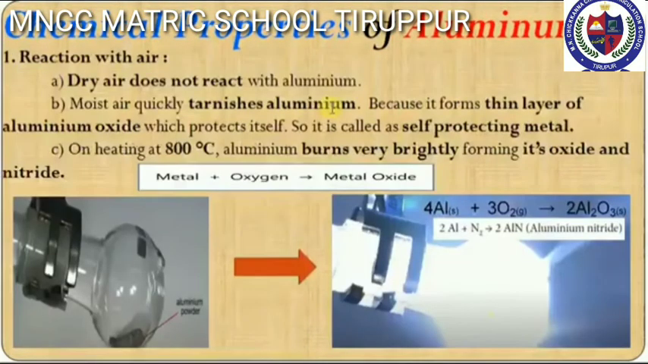Next we move to chemical properties of aluminium. First one, aluminium's reaction with air. It is not affected by dry air. On heating at 800 degrees Celsius, aluminium burns very brightly, forming its oxide and nitride. Aluminium reacts with oxygen to form aluminium oxide, and aluminium reacts with nitrogen to form aluminium nitride.